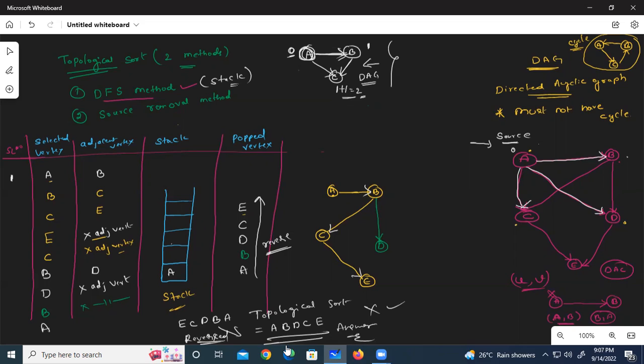So this is using the DFS method. The DFS method is nothing but using the stack. Very simple actually. Fine. Let's see one more method, that is the source removal method. It will take another 3 minutes, not more than that. Simple one actually. Let me take one more.